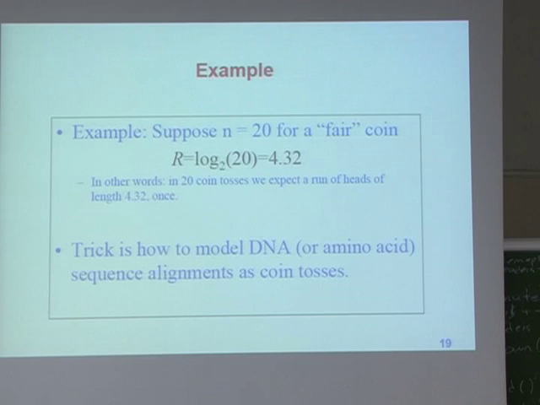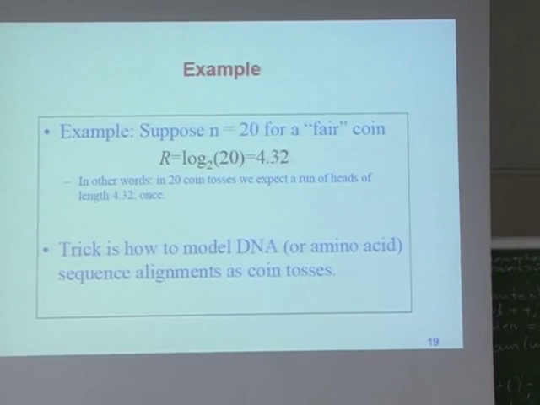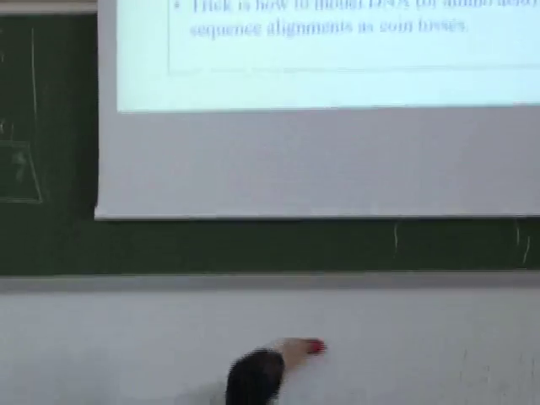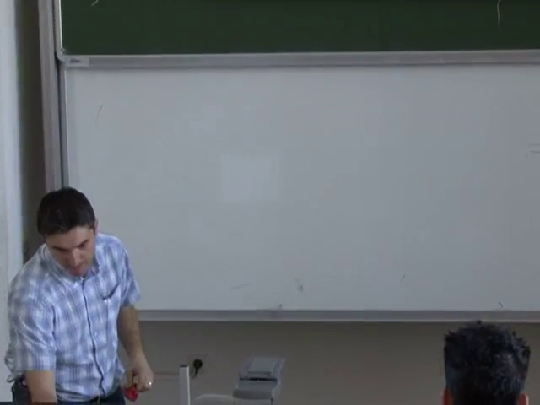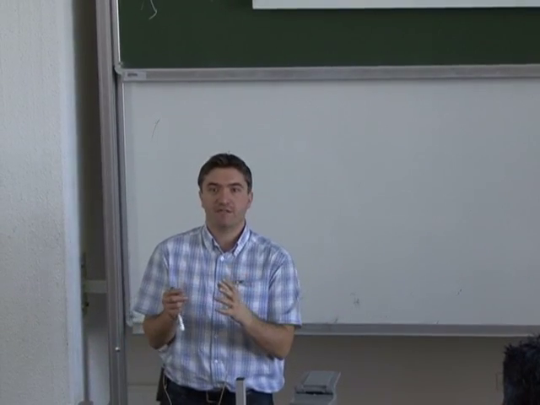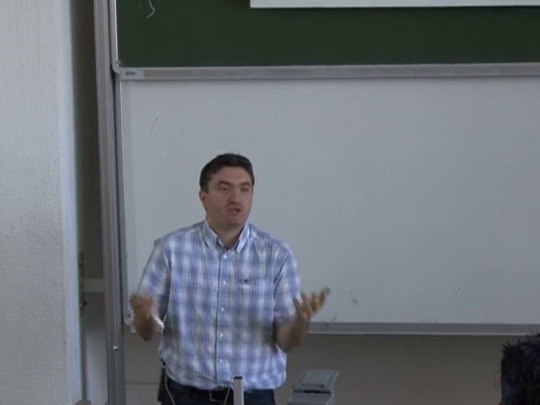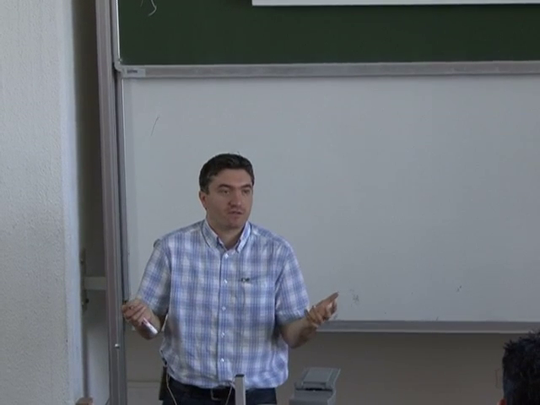Now, how can we extend this head thing, which is just a single sequence of heads or tails, to an alignment? How do we model DNA or amino acid sequence alignments as coin tosses? It's not going to be very difficult. We are going to make use of the alignment matrix. Observing a head, we are going to replace with observing a match between 2 amino acids. This is what we are going to do.